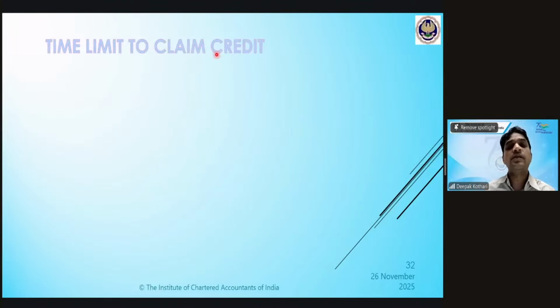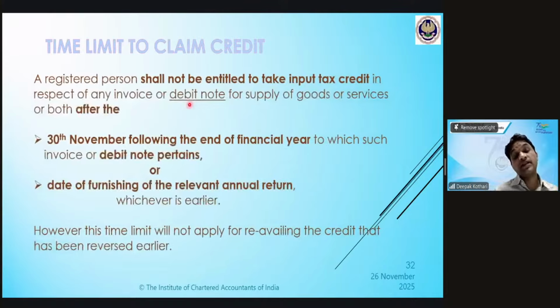Then next is the time limit to claim the credit. By what time we can claim the credit? By the 30th November following the end of the financial year to which such invoice pertains or to the date of furnishing annual return, whichever is earlier. So credit can be claimed in that month itself. If you miss to claim it, you get a time to claim it up till 30th November. So we are in 26th November. So for 24, 25, if anybody has missed any credit, we can claim it till the 30th November.